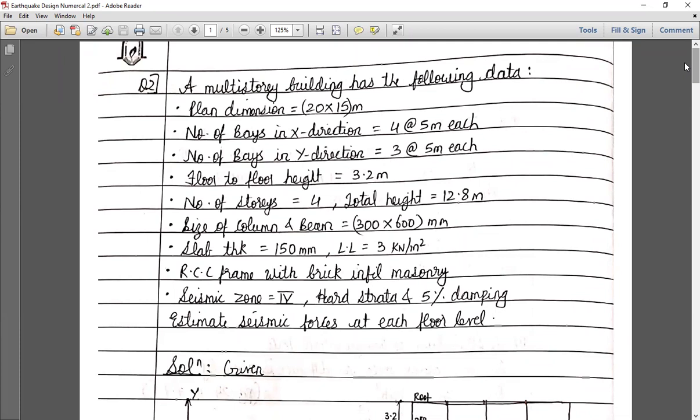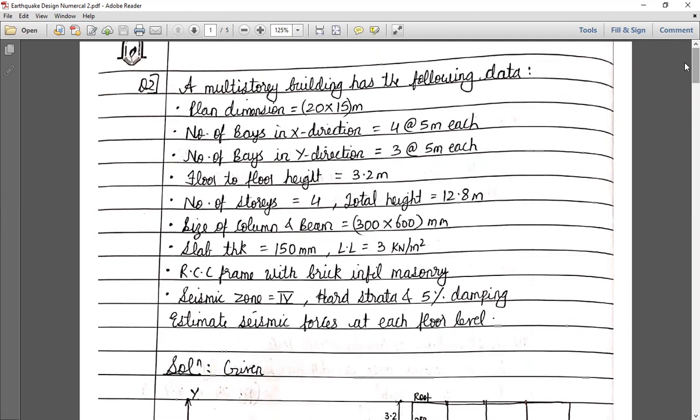The size of the column and beam. Remember this. Here, the size of the column and beam is also given: 300 by 600 mm. Slab thickness is 150 mm. Live load is 3. It is an RCC frame with brick infill masonry. Seismic zone is 4. Hard strata and 5% damping. Estimate the seismic forces at each floor. This is the question given to us.